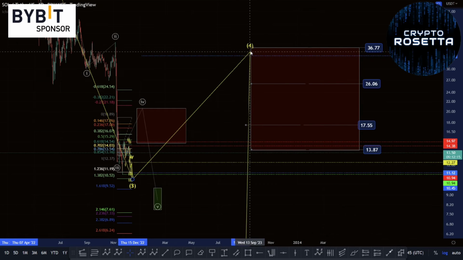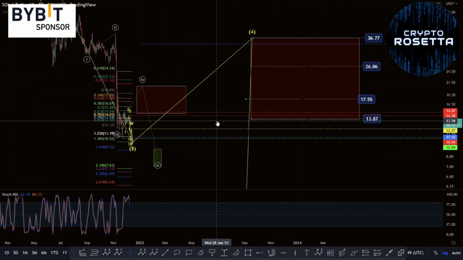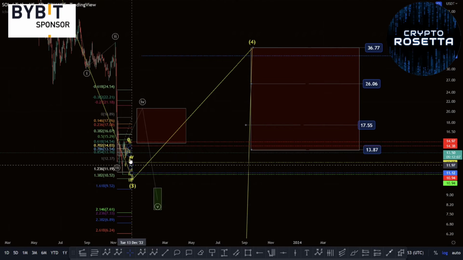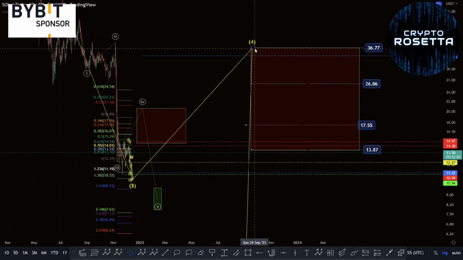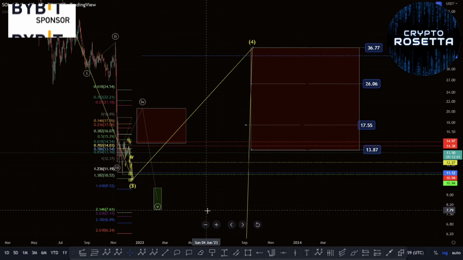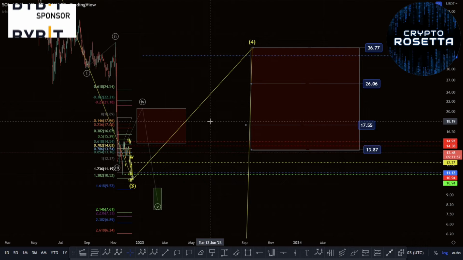this option is as likely, because if we have a look at the daily stochastic, it's still overbought. So unless that came down dramatically within this drop, I would think that we would probably have to move up and then down and then up again, just so that it can reset.